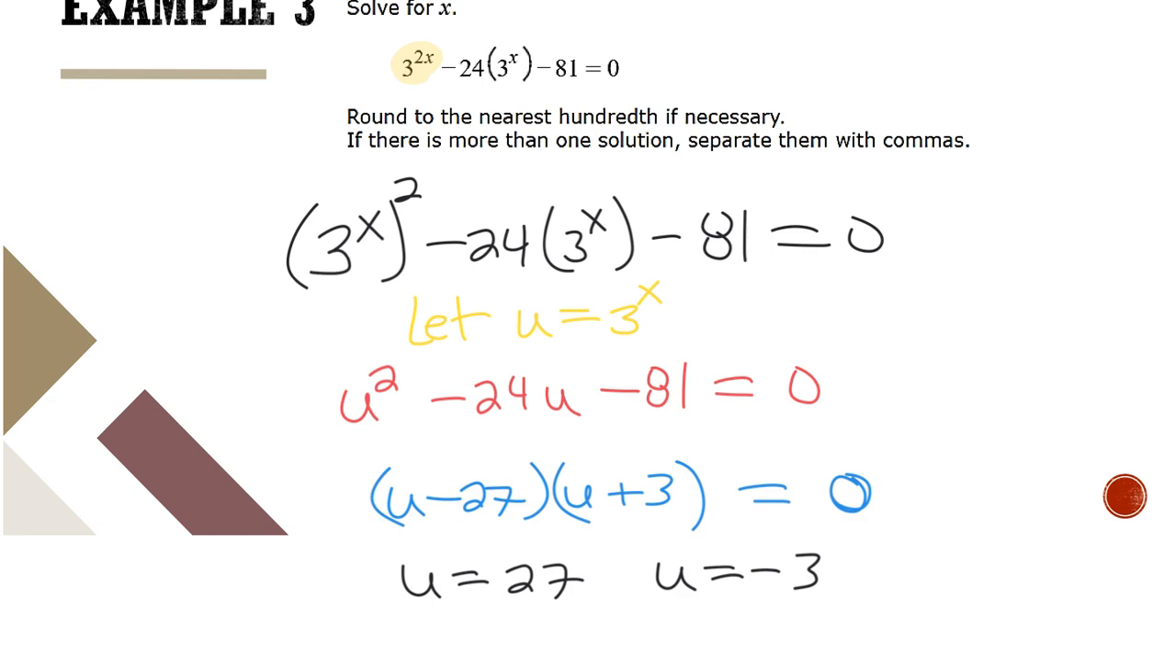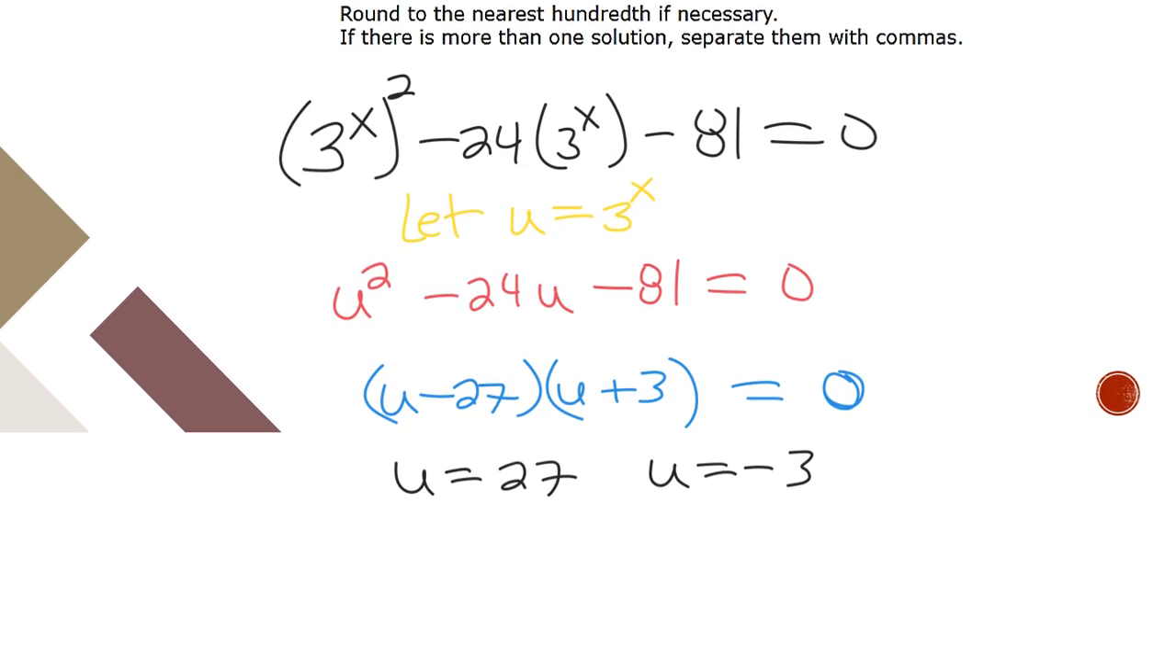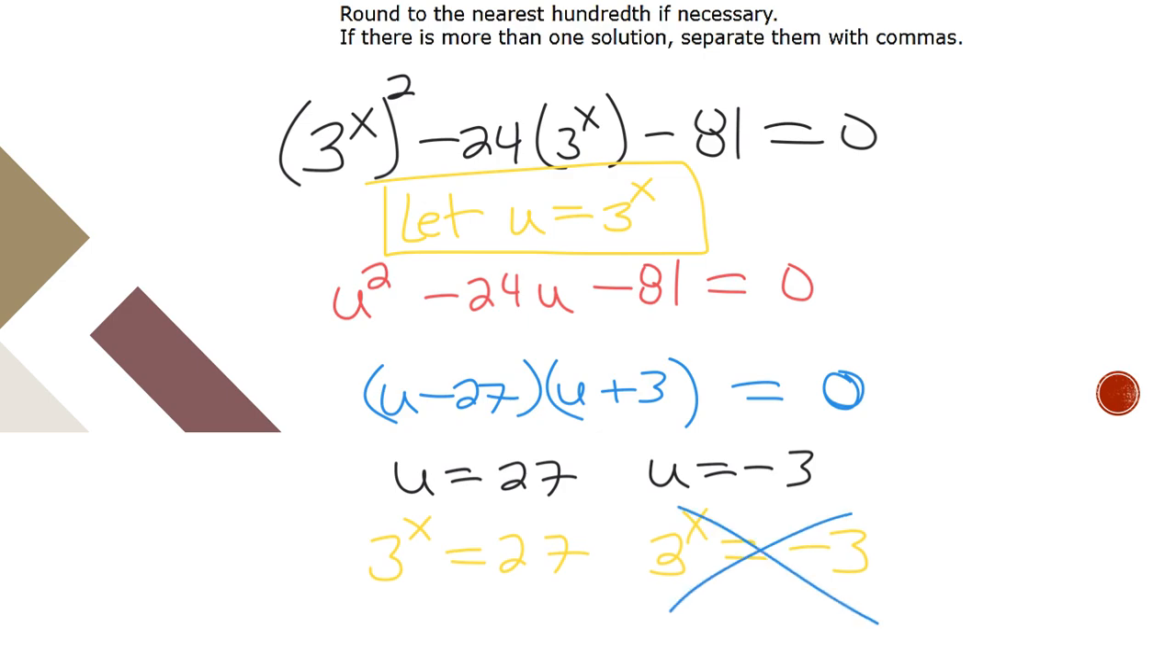Now, we don't want u, we actually want x. Going back to this step here, we know that u is 3 to the x. So we're going to rewrite this as 3 to the x is equal to 27, and 3 to the x is equal to negative 3. Then we will notice that this is impossible because we can't raise 3 to some power to make it negative. So this is not possible.